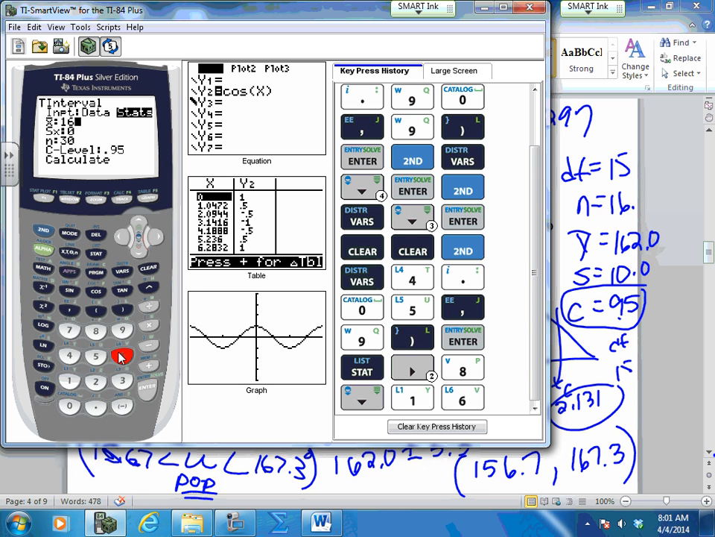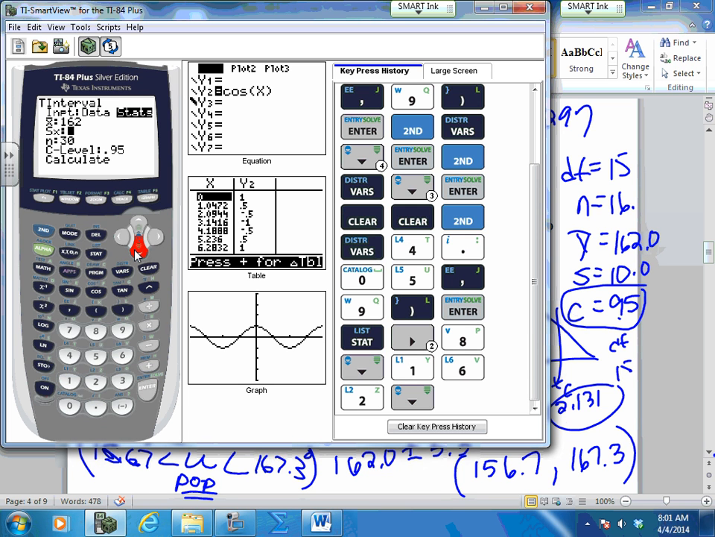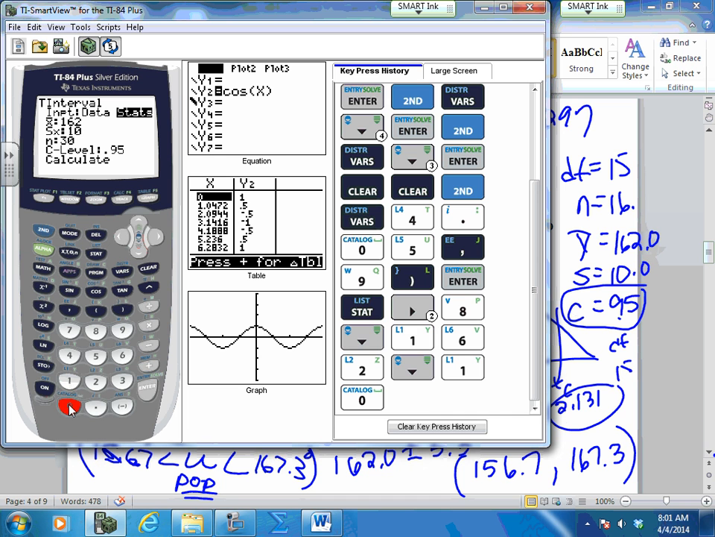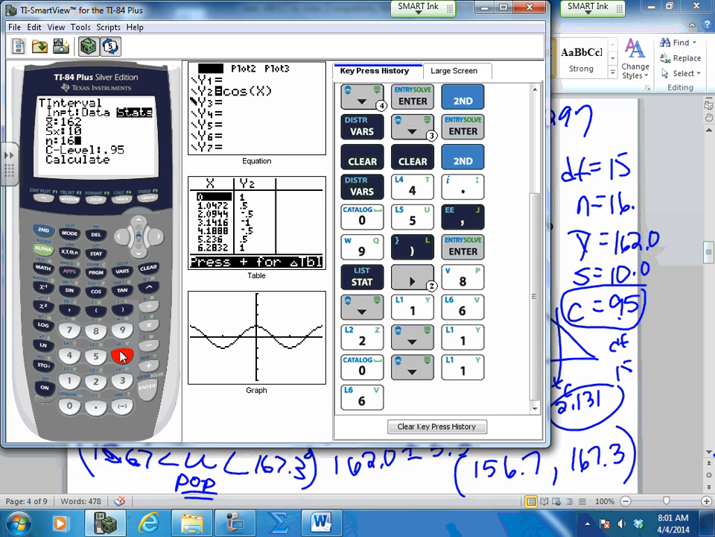16, 162. You can put this in your calculator. N is 16. Make sure you put your N in and not your degrees of freedom because your calculator does that. Go put your confidence level in. Come down. And there is our 156.7 to 167.3. There's your confidence interval.